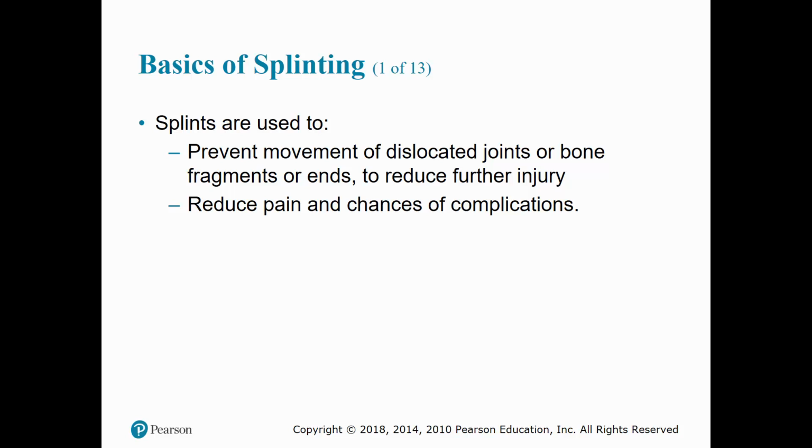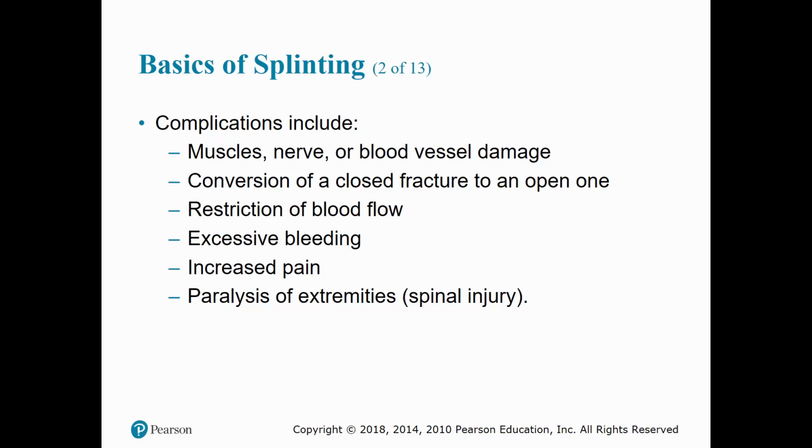Alright, splinting. We use this to ensure that joints or bone fragments or ends are unable to move, or at least prevent them from moving, so that way we can reduce any further injury by the patient moving around. It also can assist in reducing any pain, because now the patient's not moving around that affected extremity, irritating the affected area. And it also prevents any complications such as further damage to the blood vessel, causing conversion of a closed fracture to an open fracture, causing excessive bleeding or increase in pain.